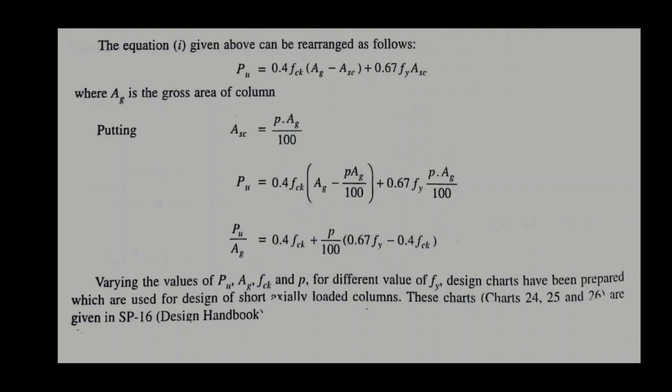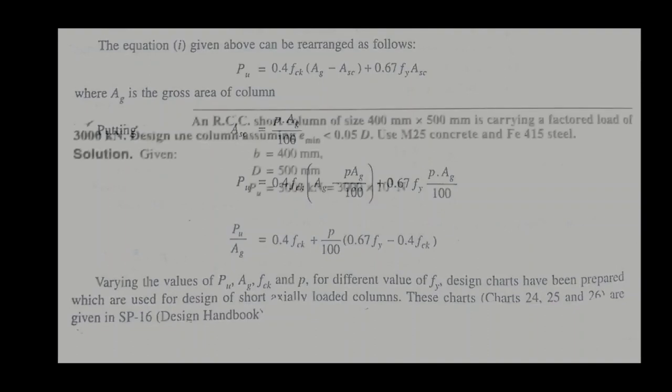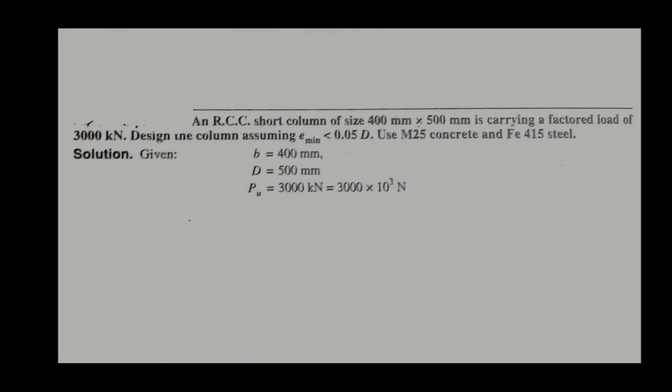For varying values of Pu, Ag and fck and p for different values of fy, design charts have been prepared which are used for design of short axially loaded column. These charts are given in SP16, chart number 24, 25 and 26, which are mainly used for this. Let's solve few problems to better understand the design of RCC column.